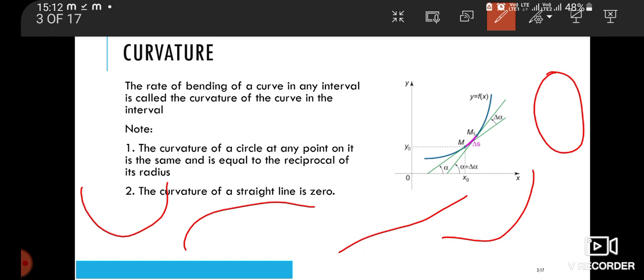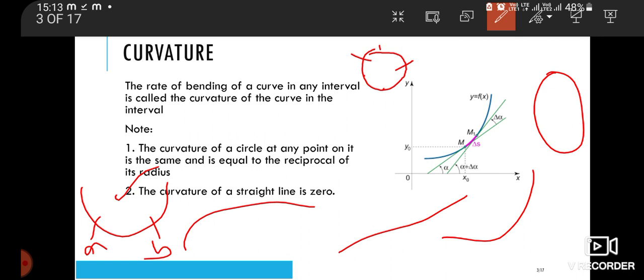The rate of bending of a curve in any interval is called the curvature of the curve in the interval. Suppose we are considering this curve, I can take any interval. This is A, this is B, the bending part. So this bending part is known as curvature. The curvature of a circle at any point: suppose we are considering a perfect circle, any interval, all intervals should be the same, and it is equal to the reciprocal of its radius.